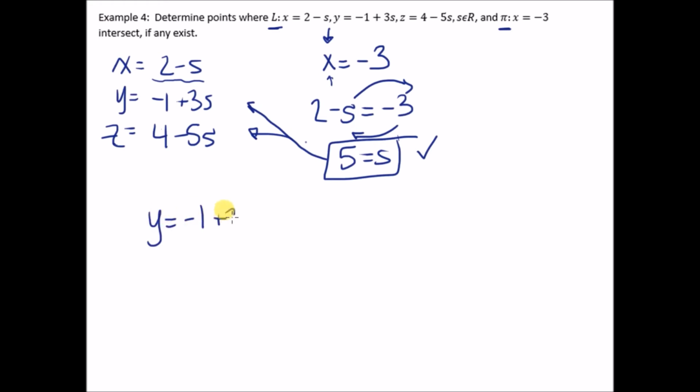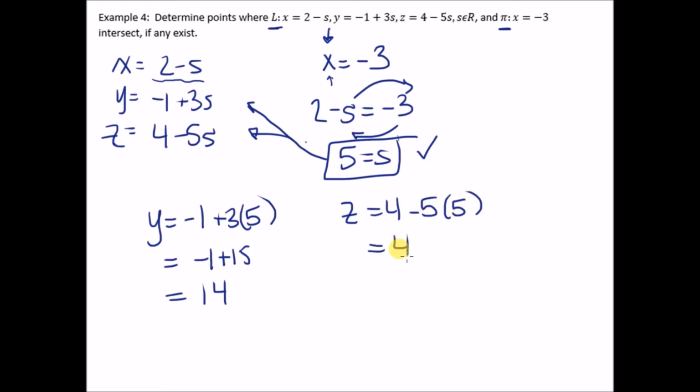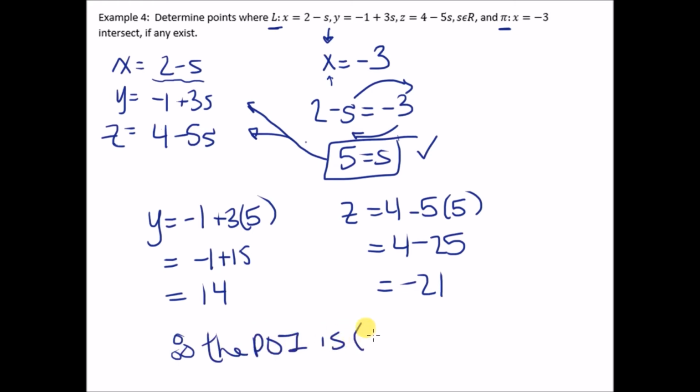y equals negative 1 plus 3s. So negative 1 plus 15, I get 14. And z equals 4 minus 5s, which is 4 minus 25, I get negative 21. Therefore, the point of intersection is negative 3. Don't put 5. x equals negative 3, it already tells us that. 14, comma, negative 21.